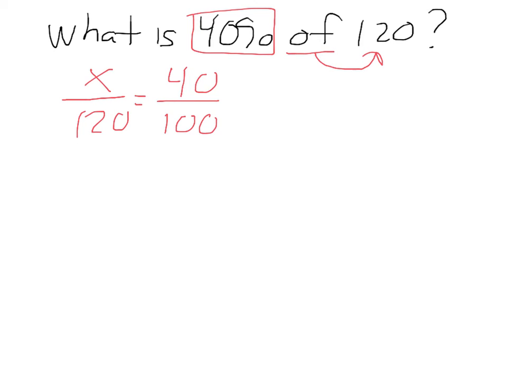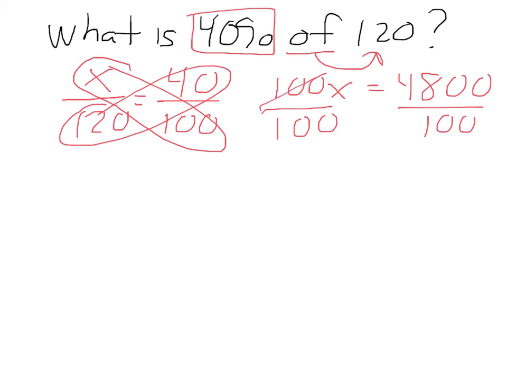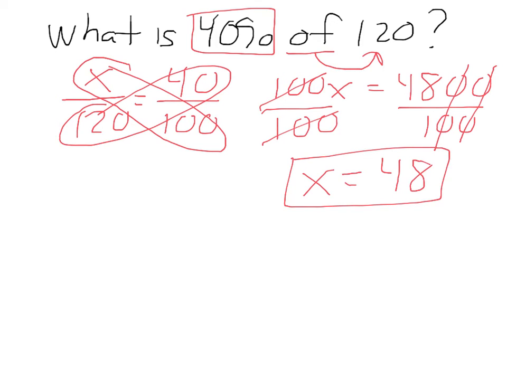No. Okay. Cross multiply. 100 times x? 100x equals, what is 120 times 40? 4,800. Now what do I do? Divide both sides by 100. So those cancel. I get x equals, the zeros cancel, and 48 over 1 is just 48. How many people got 48? Good. Okay. Let me give you another one to try.